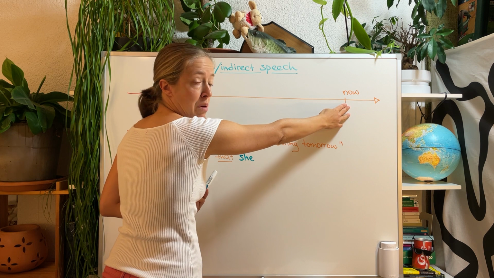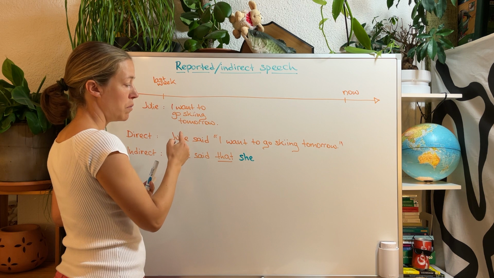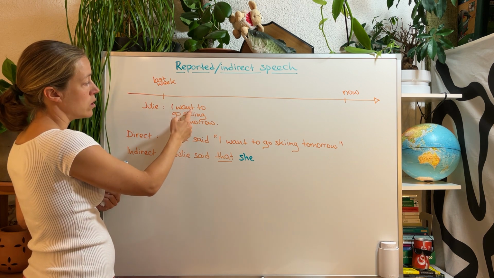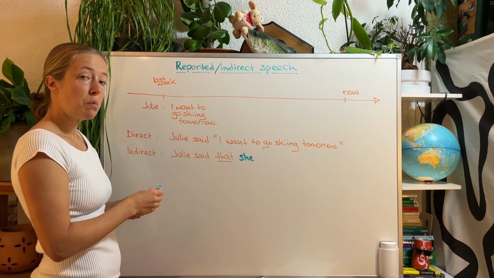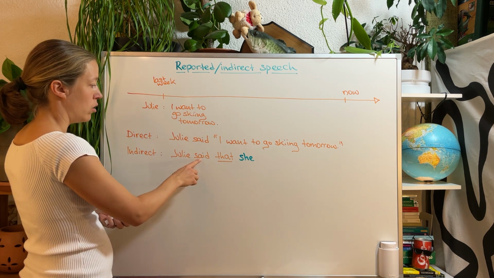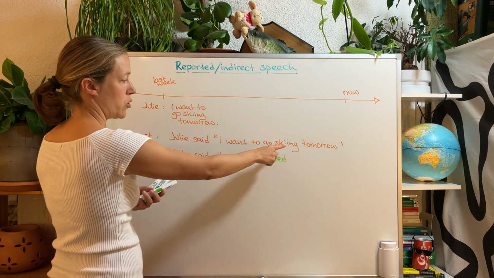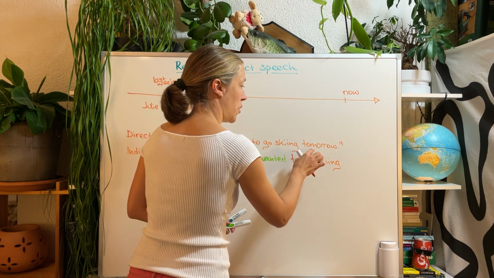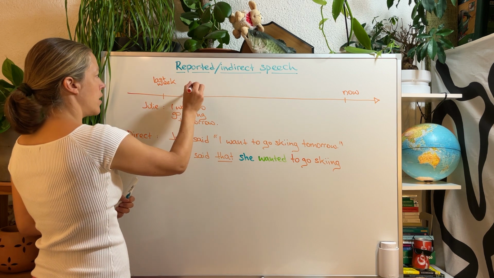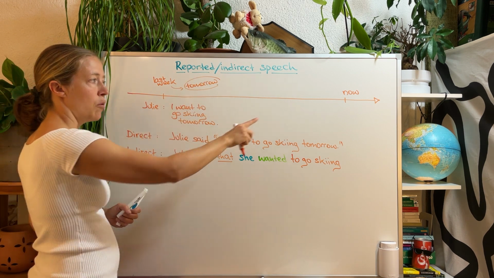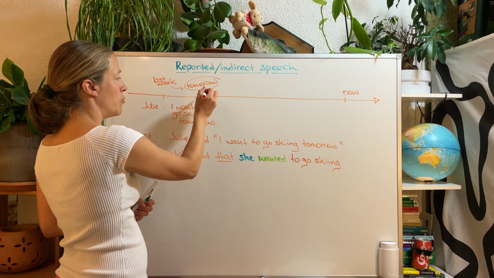But as time passed, now this is in the past. So instead of using the present simple in your sentence, you're going to use the past simple. So Julie said that she wanted, then to go skiing is the same thing. But tomorrow, that's not true anymore. Tomorrow is here. That's tomorrow. But now we're now. So it's not tomorrow anymore.